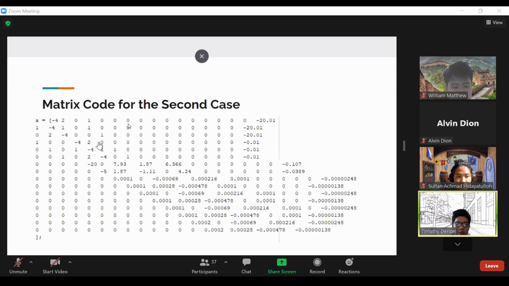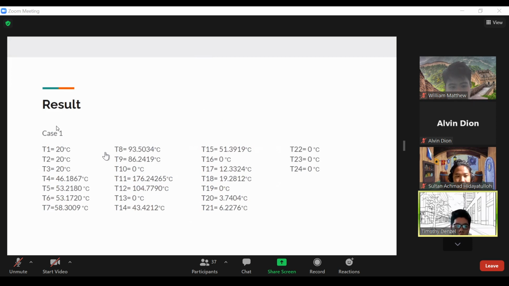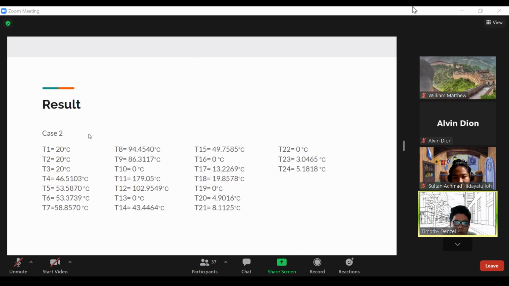Okay, this is the result from the matrix. We found the case one. The highest temperature is 176.24265, and the lower is 0, the known temperature. This is for case one. This is for case two. The highest temperature is almost similar, but it is 179.05, and the lower temperature is 0 degrees Celsius.